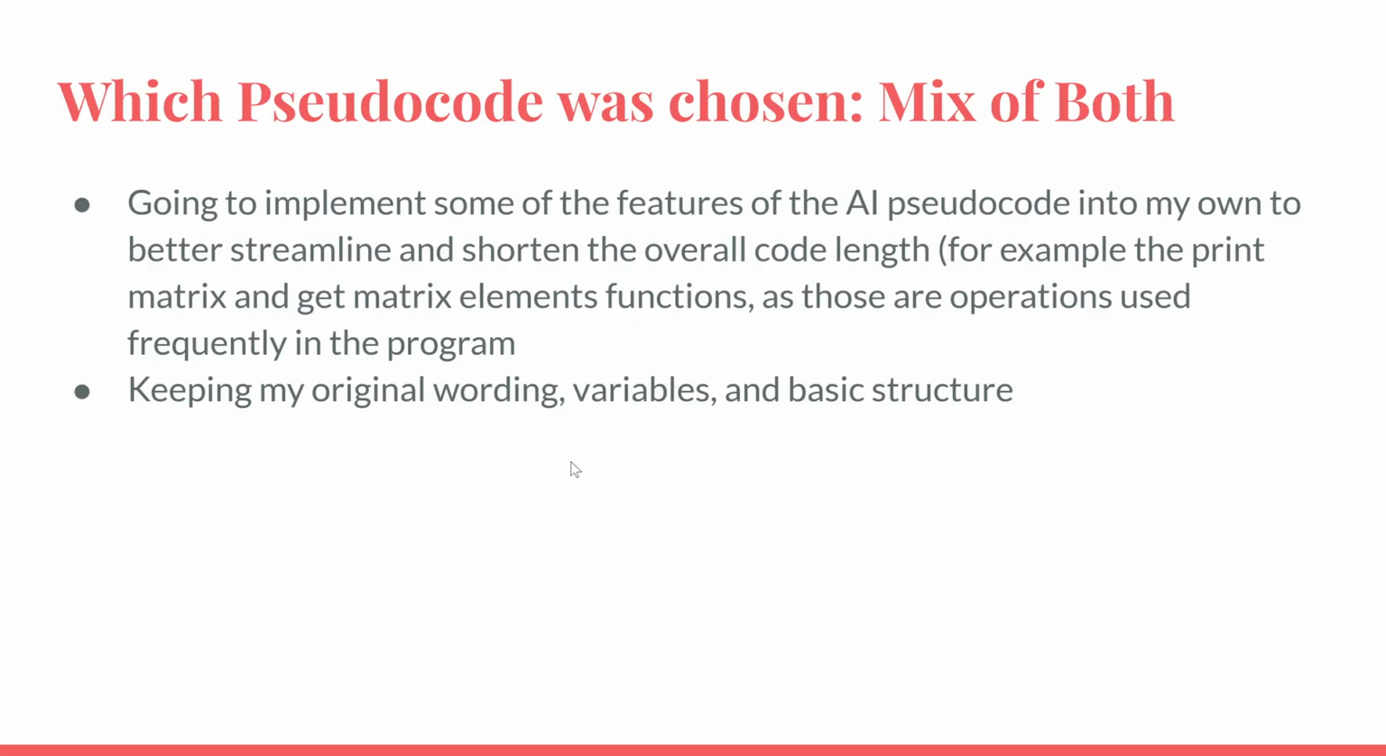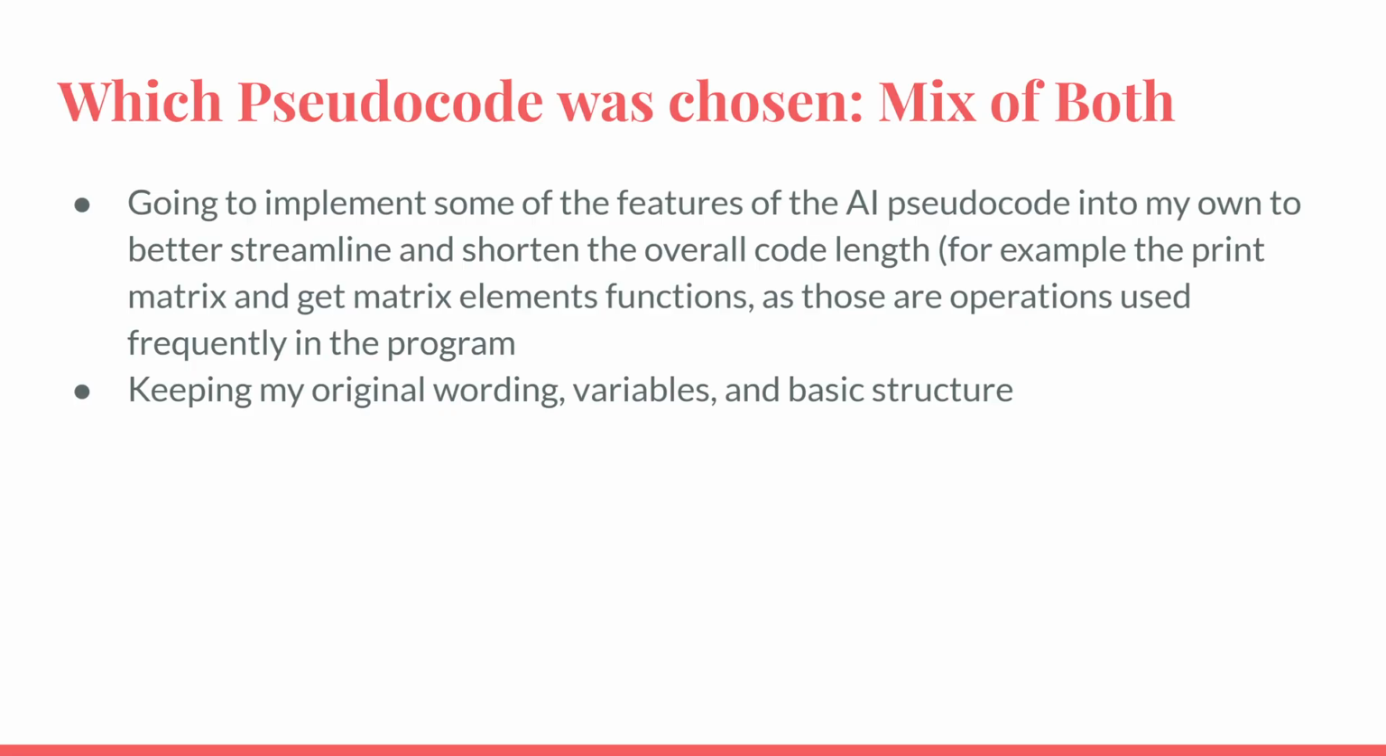So finally, the final selection for which pseudocode I'm going to choose. I'm going to choose actually using a mix of both. While I prefer some of the things in my pseudocode, such as the variables and the original main wording and structure, I am going to implement some of the features that the AI pseudocode had to streamline and shorten the overall code length, so that way my code isn't overly long and complicated.